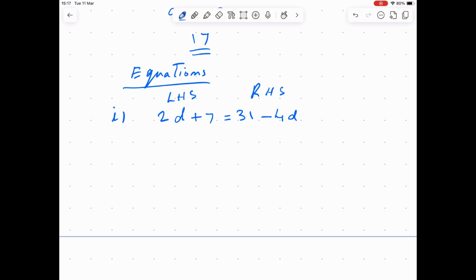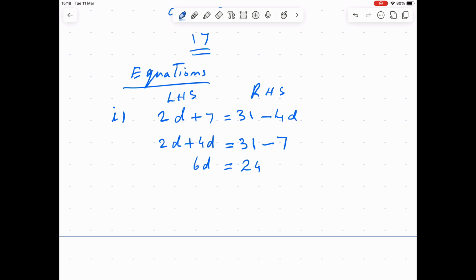So when we bring it on this side to the left, 2D, and we bring the minus 4D over here, it will become plus 4D. And then equal, and on the number side, 31 belongs to that side. But then on the left-hand side, there is a 7, which is plus there. We bring it over here, and it becomes minus 7. So 2D plus 4D is 6D, equal 31 minus 7 is 24.